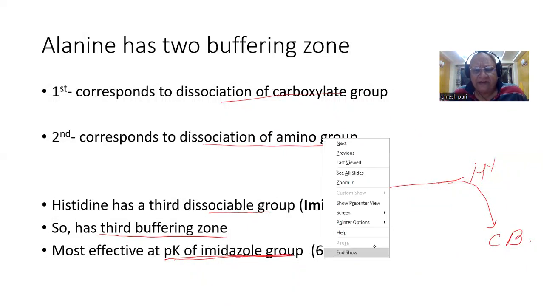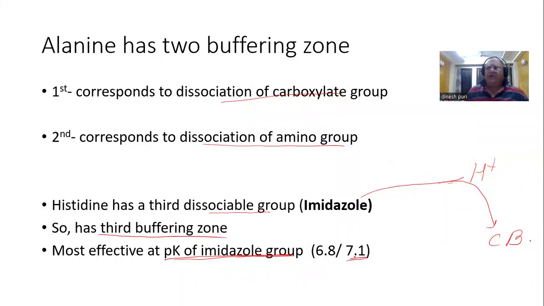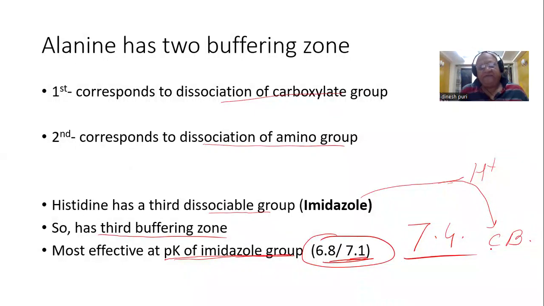It is given at some places as 6.8, at others 7.1. That is understandable because within proteins, the pK value can show fluctuation. So if you see 6.8 to 7.1, it is quite near the physiological pH of 7.4. So histidine is able to act as a buffer at the physiological pH. And histidine is very abundant in hemoglobin. So hemoglobin is an effective buffer in our body.